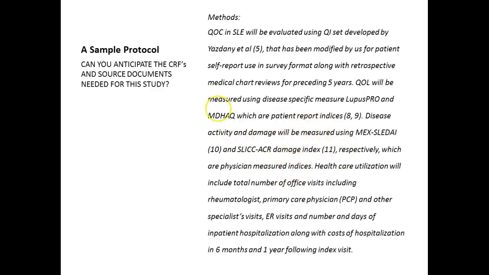Will you capture the healthcare utilization by just referring to the patient's medical chart and printing off relevant visits from the rheumatologist, the primary care physician? Or is it just sufficient to create a form in which you just list those particular visits that occurred?